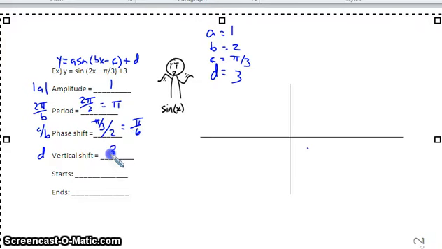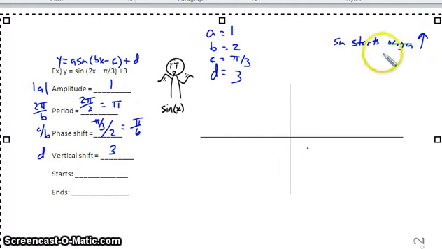I haven't had a vertical shift or a phase shift yet when I've graphed these. So here's how you want to deal with that. First thing you need to recognize is that the sine normally starts at the origin and goes up. Now because I have a positive amplitude, it will go up. But because I have a phase shift, instead of it starting at the origin, now it's going to start at pi over 6.